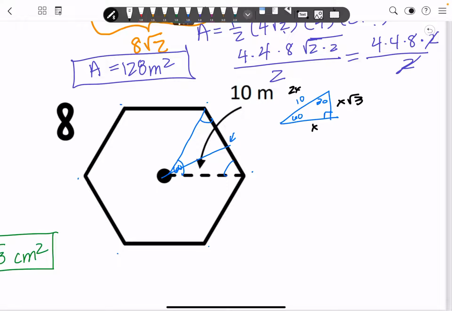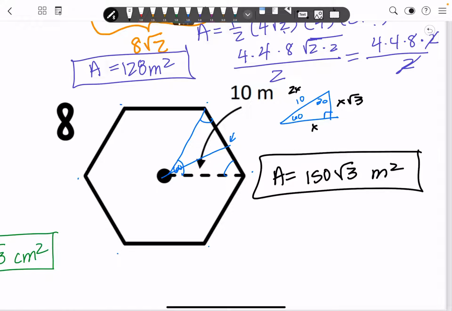All right. So I want you to go ahead and submit your work for this. And you should get an apothem with the radical. And your final area will be 150 square roots of 3 meters squared. Make sure you submit your work for this, okay? Thanks.